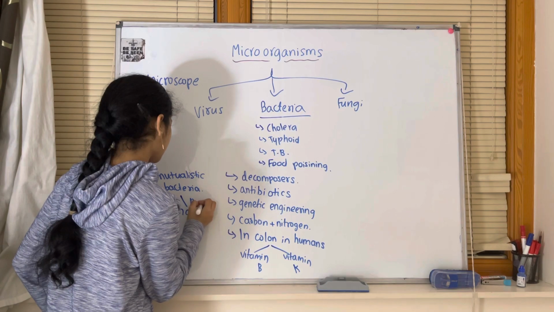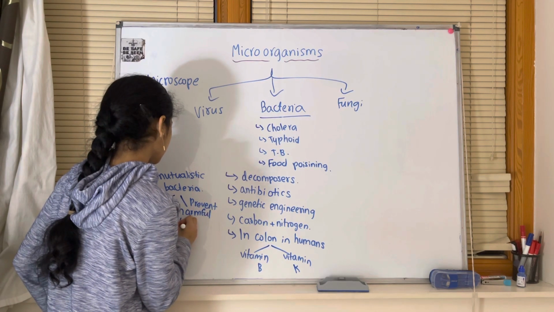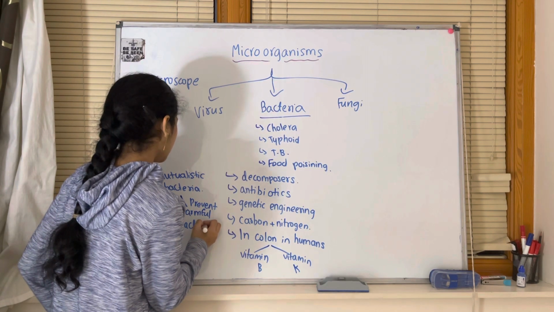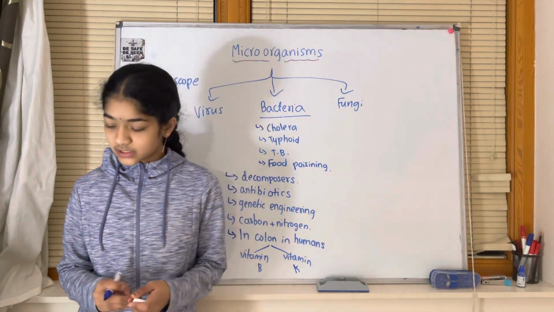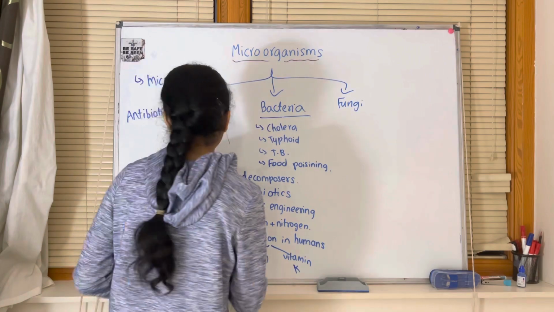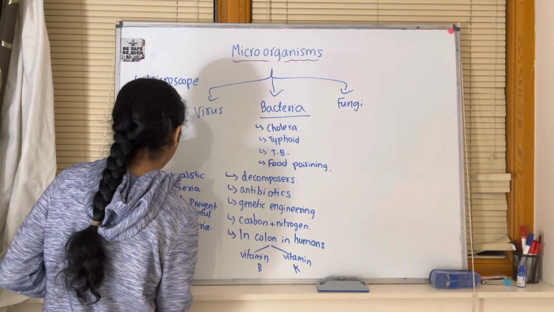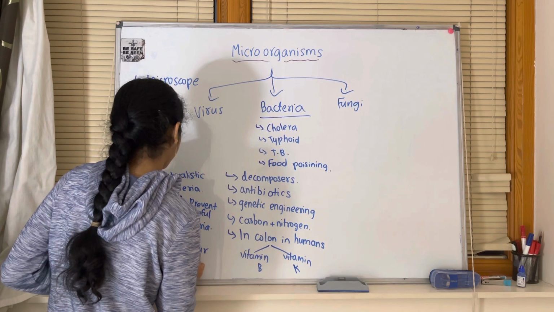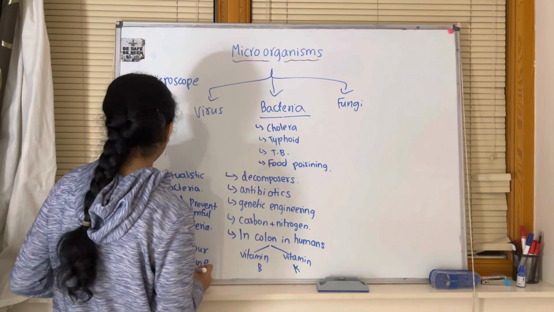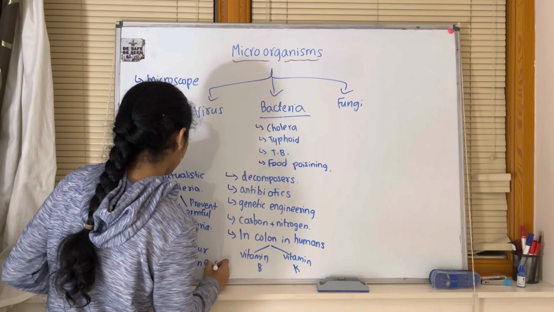Prevent harmful bacteria from entering the body. That's also a function of mutualistic bacteria. And another thing is they boost our immune system by putting the harmful bacteria away from our body. Boost the immune system.